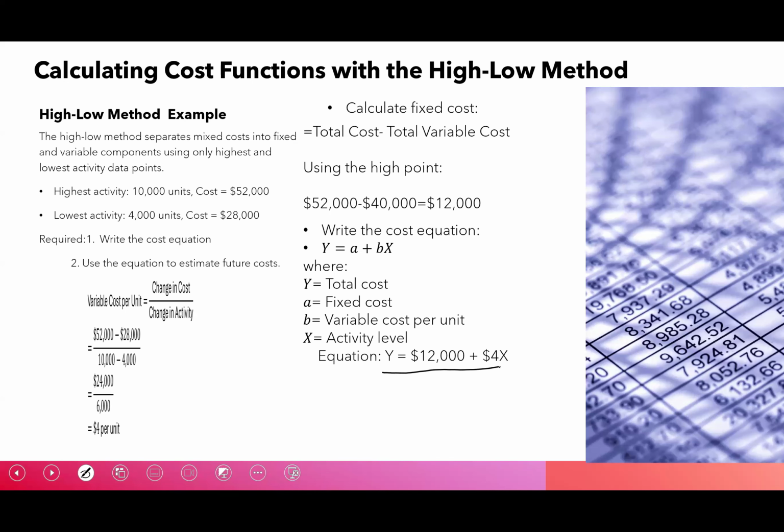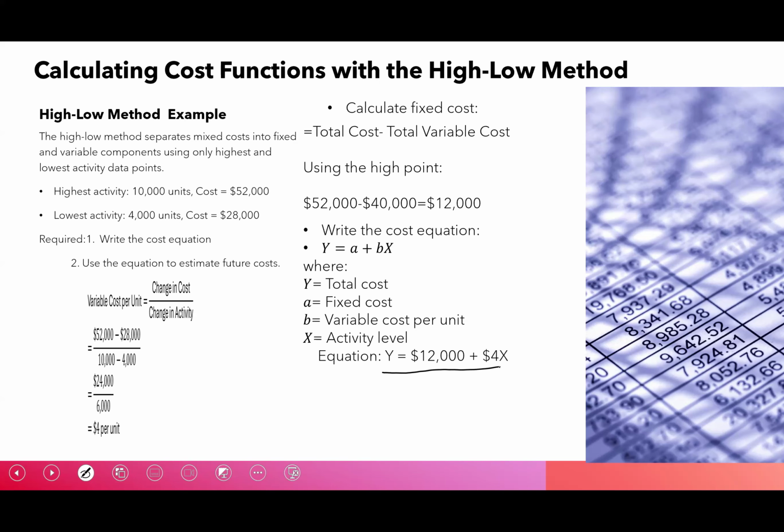This is what my equation would look like. Your y, which is your dependent variable, is your total cost. A, which is your alpha, or the height of the line, we also call fixed cost in our context. B is the slope, or the variable cost for us. And x is the independent variable, or the activity level.